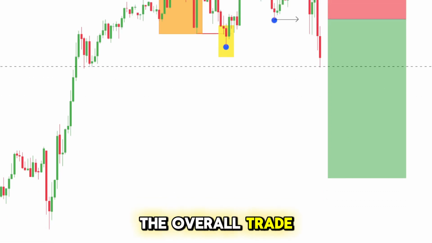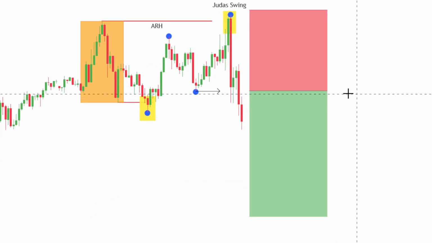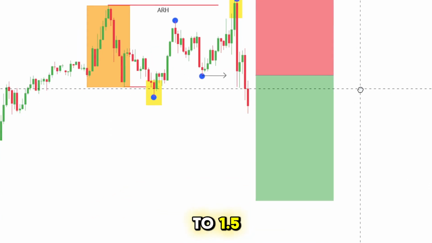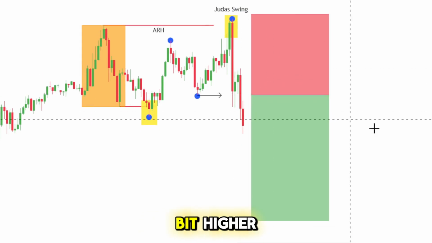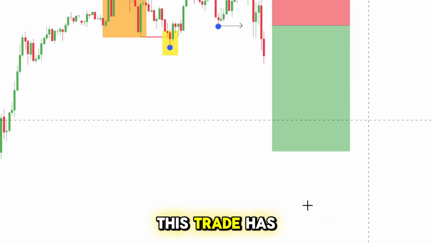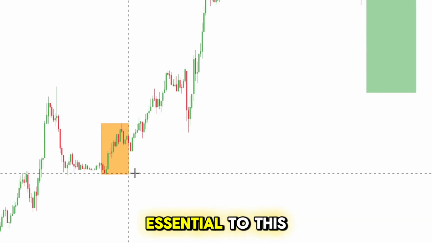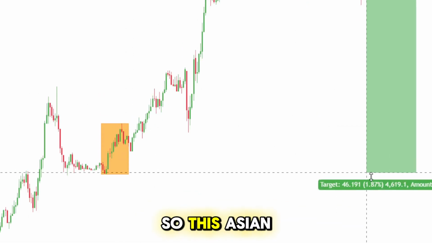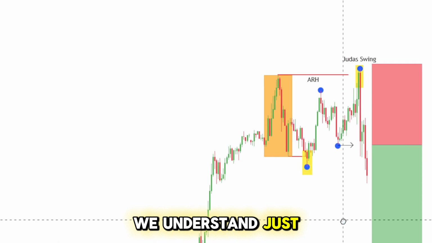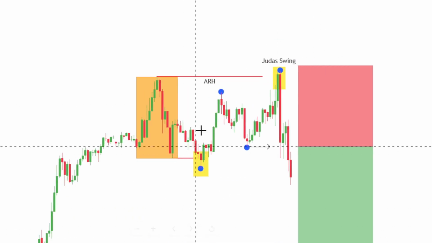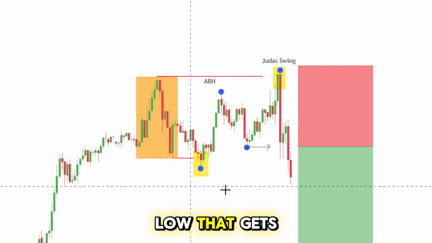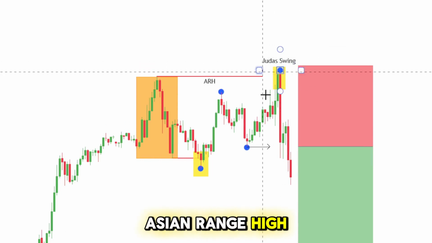So this is the overall trade idea or the trade thesis. I believe this is a 1 to 1.5, or if you had your stop loss a little bit higher, it'll be a bit more. But again, this trade has potential to come down all the way essentially to this Asian range low down here. So this Asian range low, again, we understand just from our previous example above, when you have an Asian range low that gets swept and you have an Asian range high that gets swept, right?